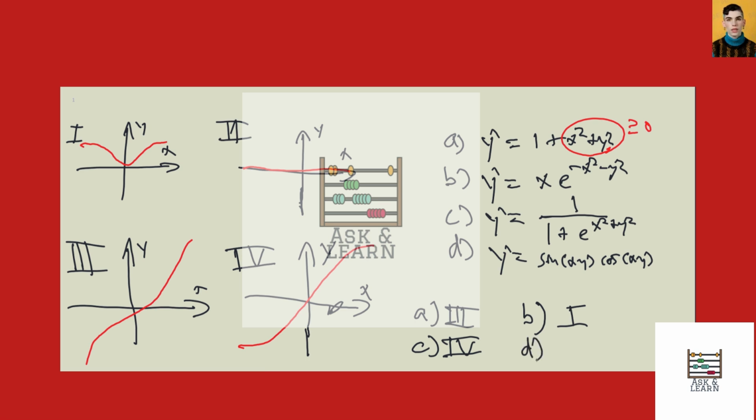Now for D, our only option left is 2. However, you can also see that if you plug in y equals 0 into the differential equation for D, you get y prime equals sine of 0 times cosine of 0. So y prime is equal to 0. So the constant function y equals 0 is a solution to D.